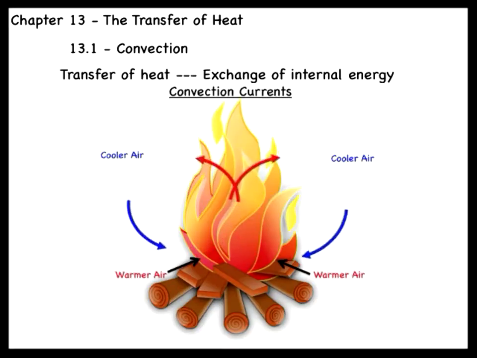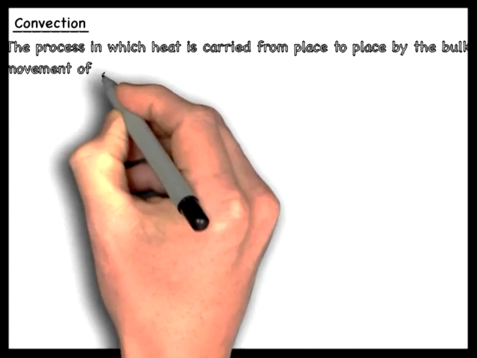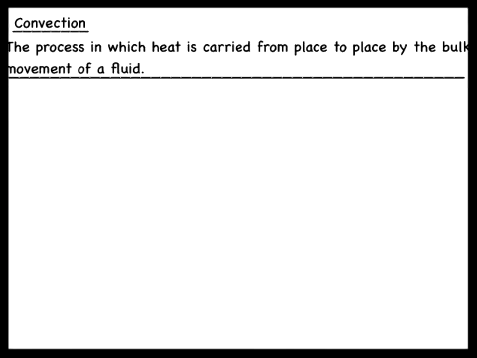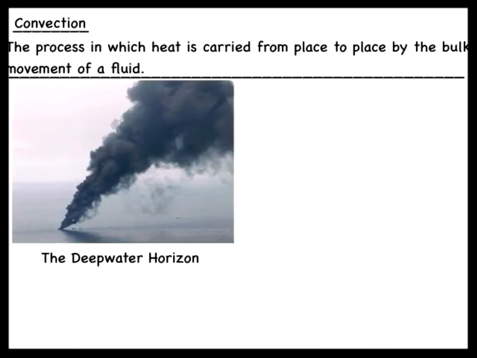Whenever heat is transferred by the bulk movement of a fluid, the heat is said to be transferred by the process of convection, and the fluid flow itself is called a convection current. The photograph below shows a plume of smoke rising from the Deepwater Horizon oil drilling platform in the Gulf of Mexico in 2010. Equipment on the platform failed, causing an explosion and fire. The plume of smoke rises hundreds of meters into the air due to convection.